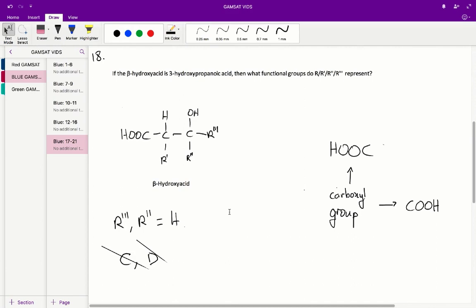Before we figure out which of A and B is correct, it's really important to know the difference between an ester group and a carboxyl group. A carboxyl group is like so. It is a COOH group if on the right hand side of the compound, or a HOOC group if it's on the left hand side of the compound. These two things mean the same thing. They're both carboxyl groups in chemical formula form.